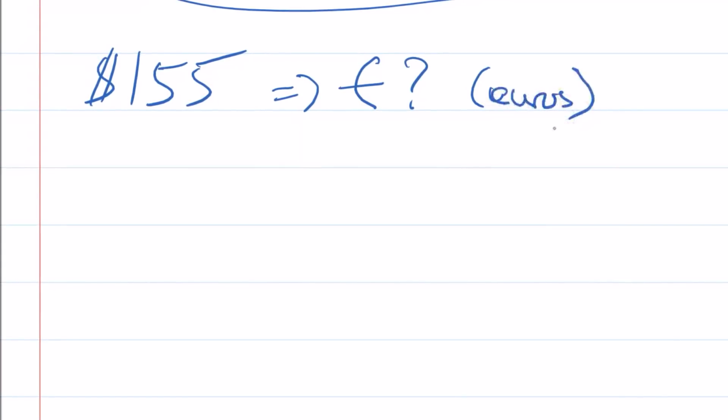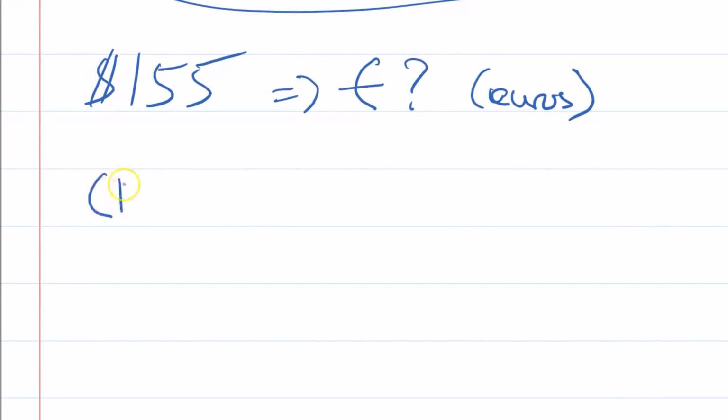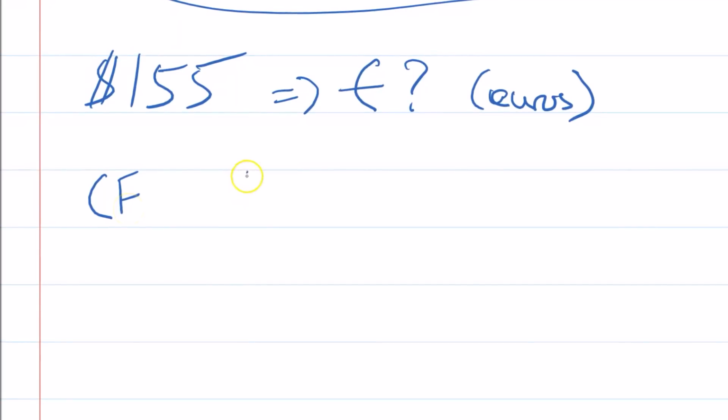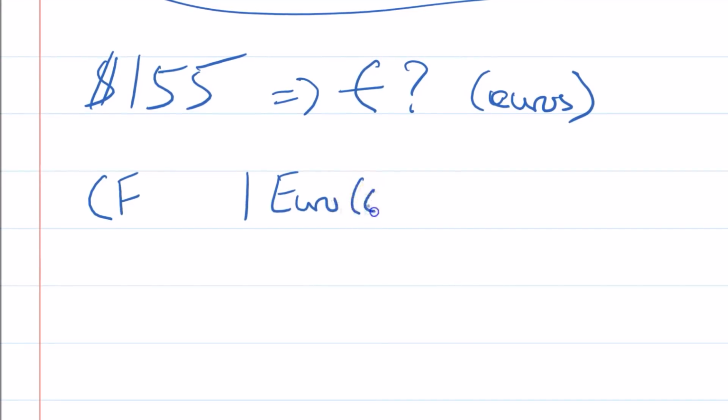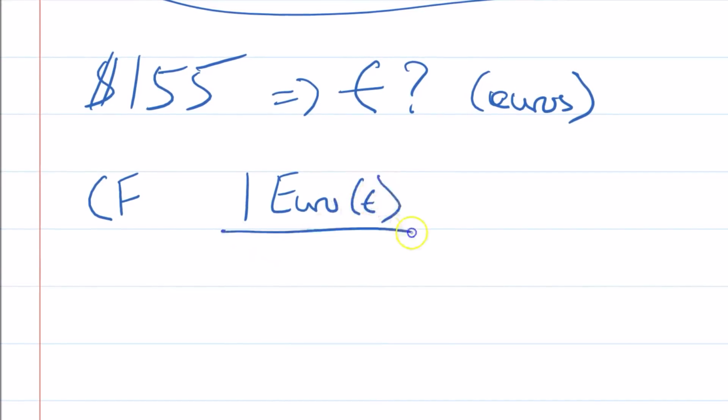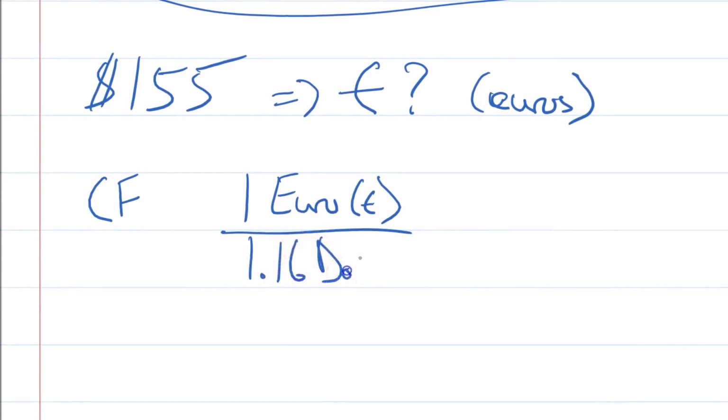Okay, so the first thing I should do is find my conversion factor. I'm going to abbreviate that CF here. My conversion factor is for every €1, there are $1.16.